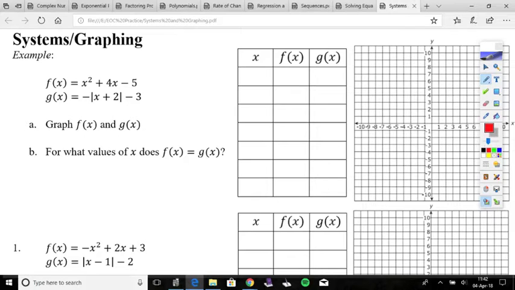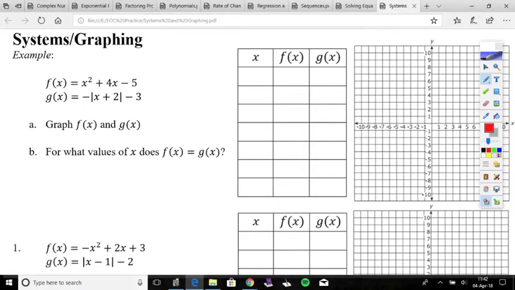We're going to graph this, and then we're going to decide what values of x does f of x equal g of x. So here's my system. f of x equals x squared plus 4x minus 5, and g of x equals negative absolute value of x plus 2 minus 3. So what I'm going to do is let the calculator do all the hard work.